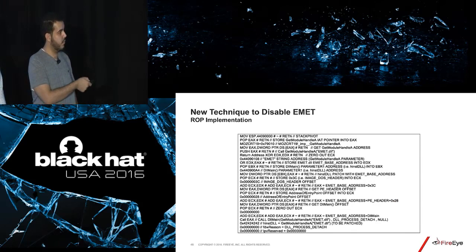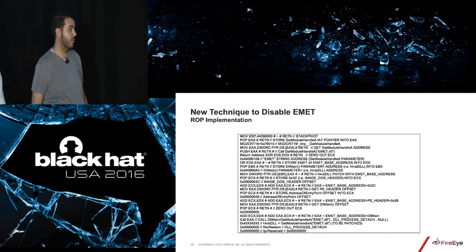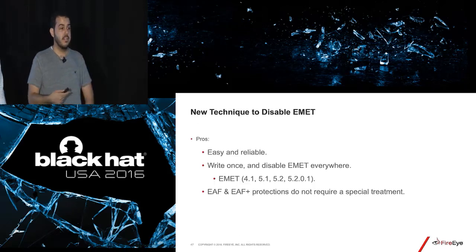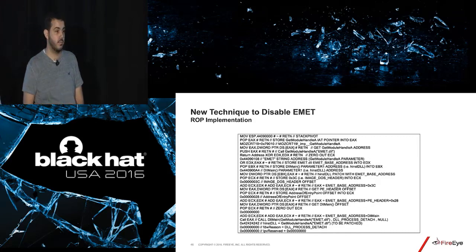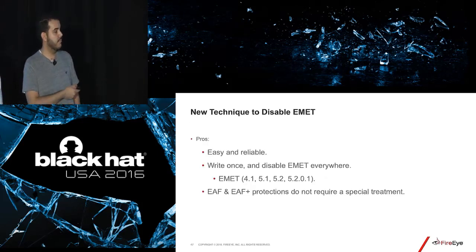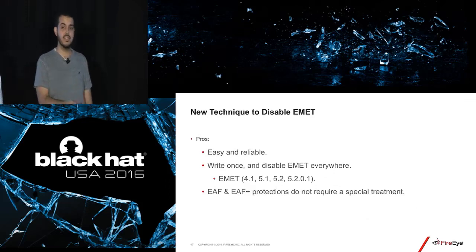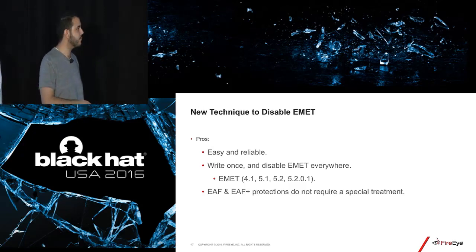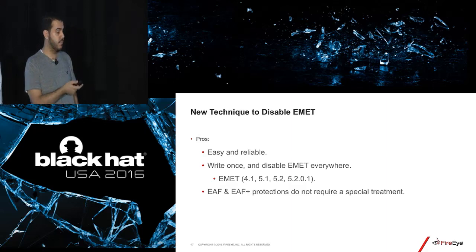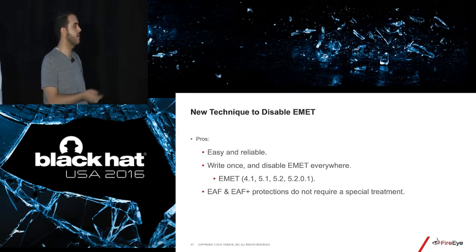These are the actual ROP gadgets we used, which were described in the previous slides, so there's no need to go through them entirely. The advantages of this technique are that it's easy, with straightforward ROP gadgets, and it's reliable. Nothing can be more reliable than having EMET unload and disable itself. It's write once, exploit everywhere: it works for different versions of EMET because we are utilizing DllMain instead of jumping to a certain offset. Also, there is no special treatment for the EAF and EAF+ protections, because EMET continues with the unloading code and disables them.